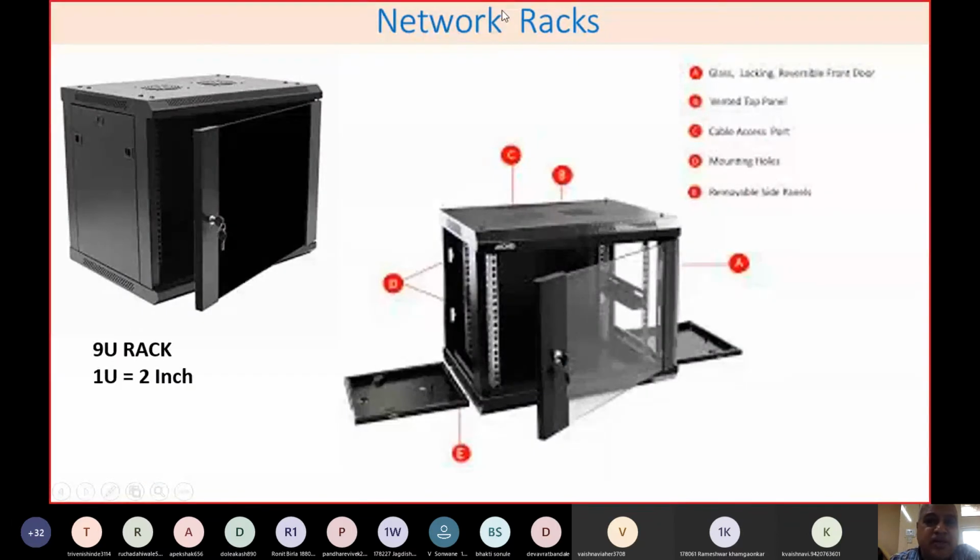Then this is another networking component that is called the network rack. So this is a 9U rack. Normally 1U is equal to 2 inches of rack. So if I say this is a 9U rack, basically the height of this rack will be almost 1.5 feet, that means 18 inches. An 18-inch rack means a 9U rack. If you want a 1-foot rack, you can go for 6U. If you want still smaller, you can go for 4U.